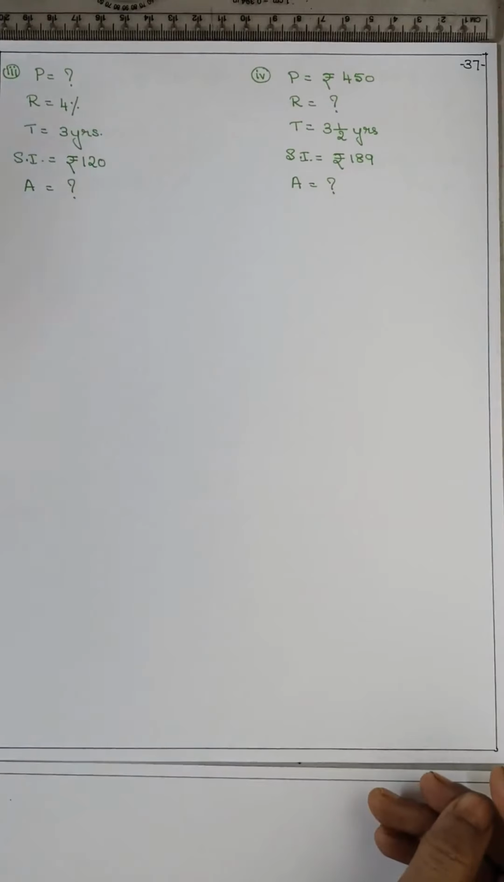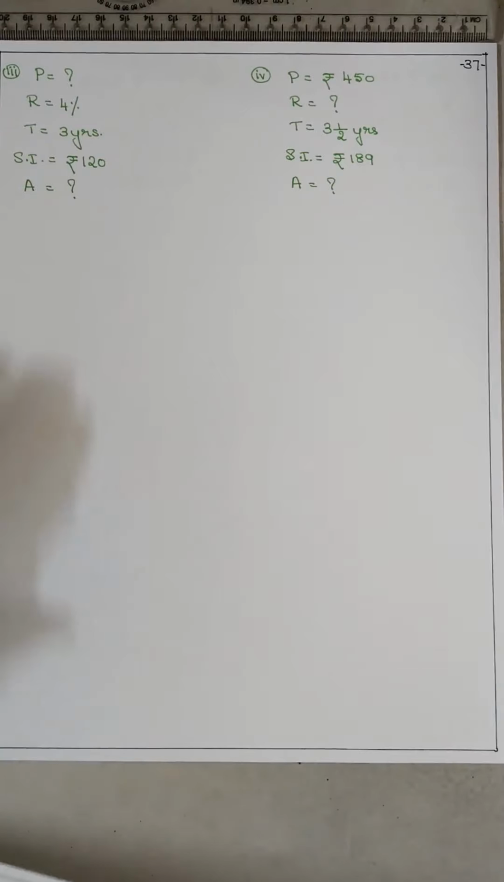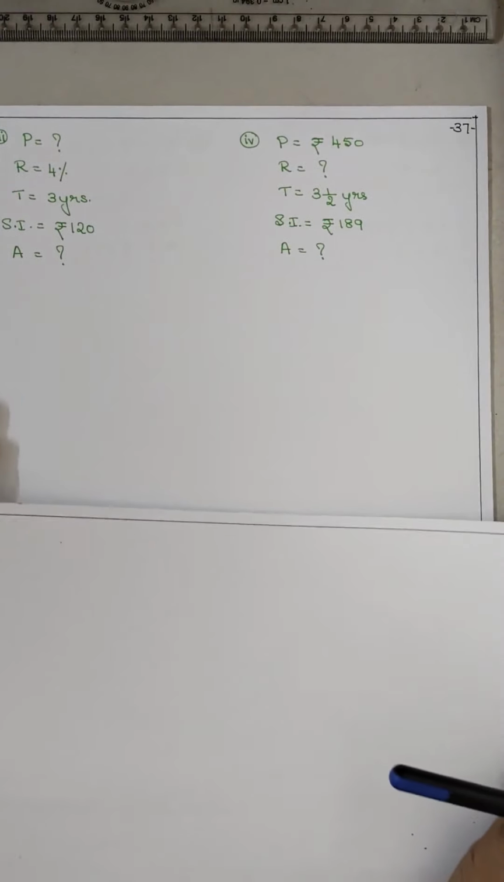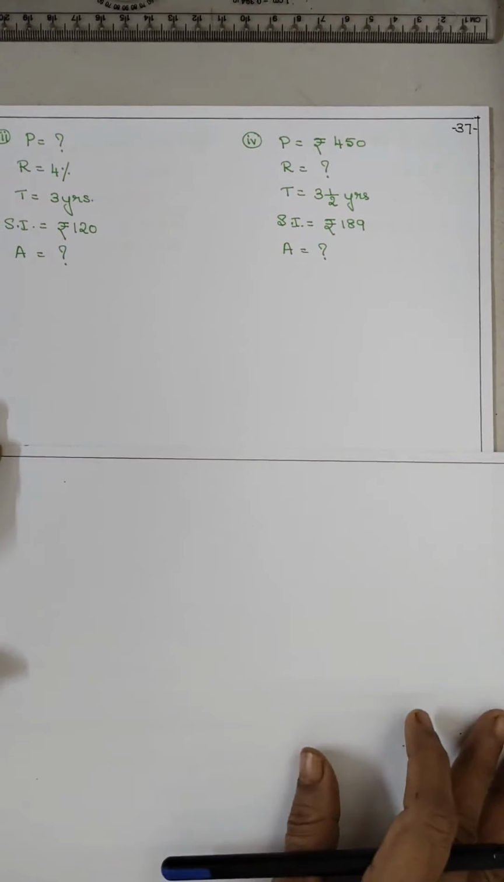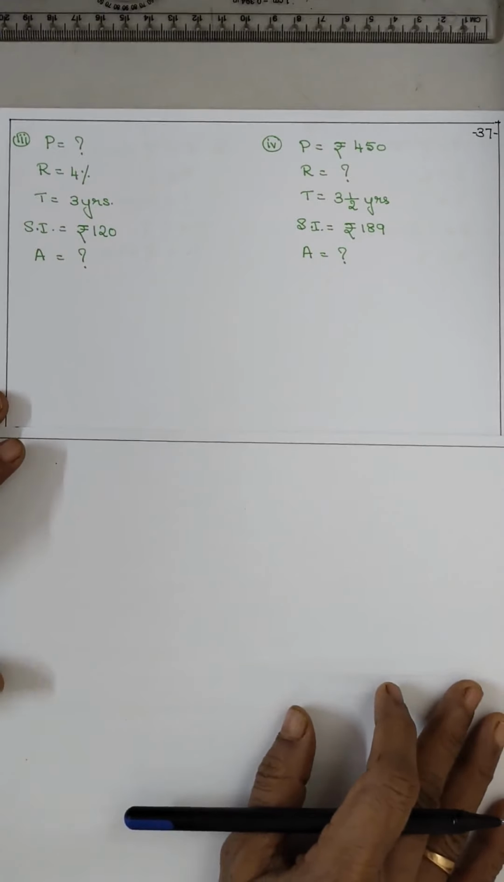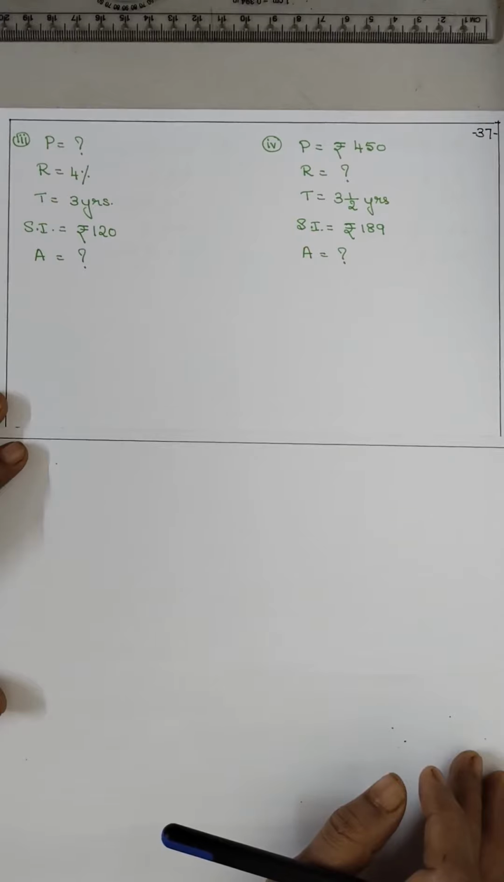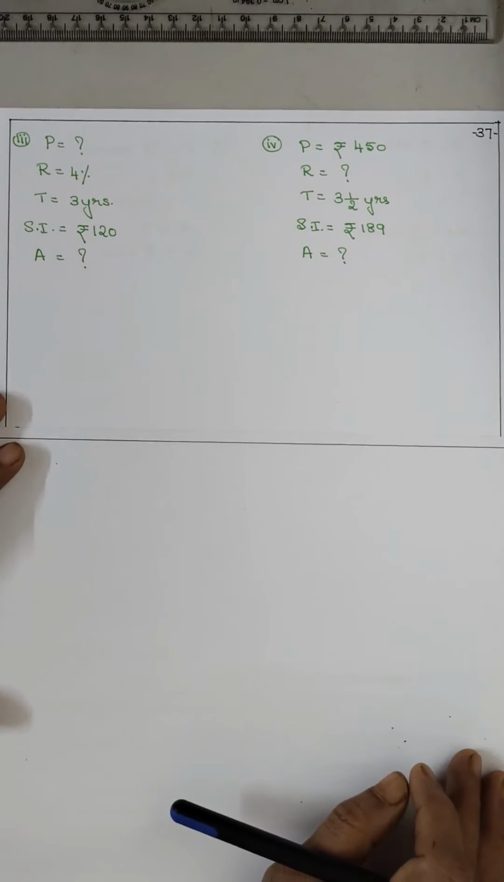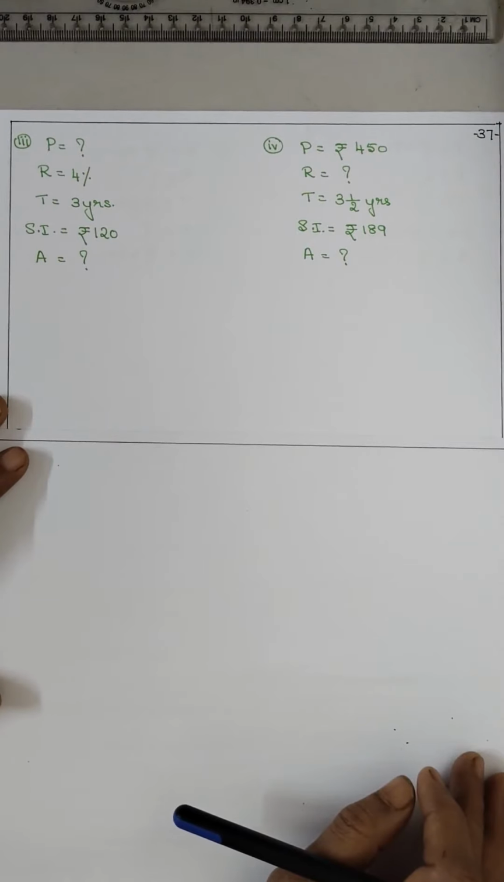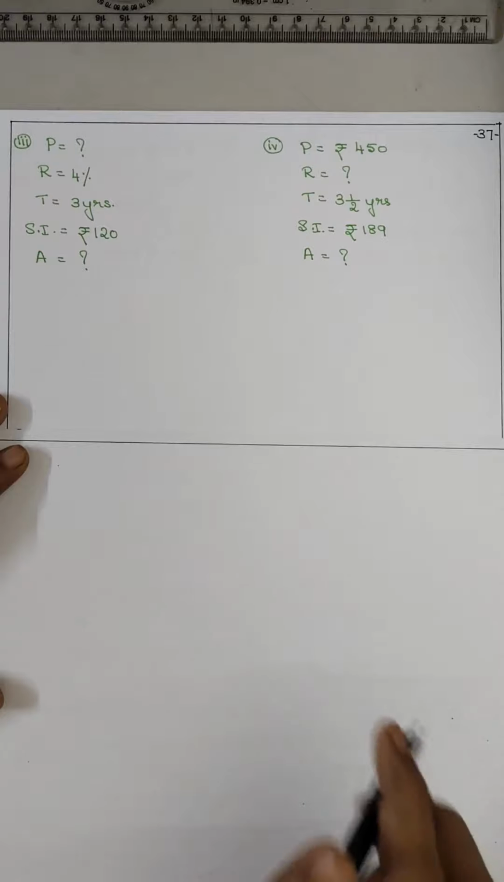That was question number 1, second subdivision. Now coming to the third subdivision. The principal, they have asked how much, and R is given 4%, T is given 3 years, SI is given 120 and amount is asked. So principal and amount is asked. SI is given, so no problem.